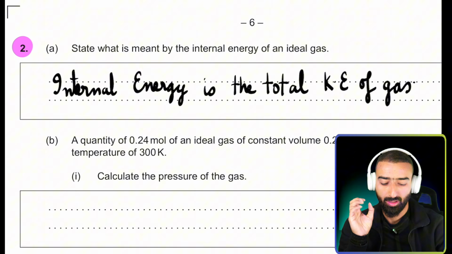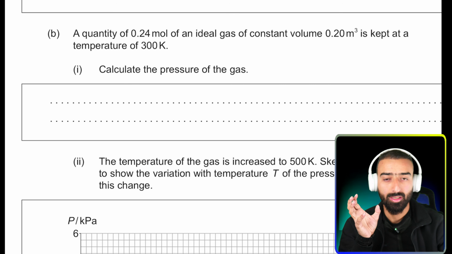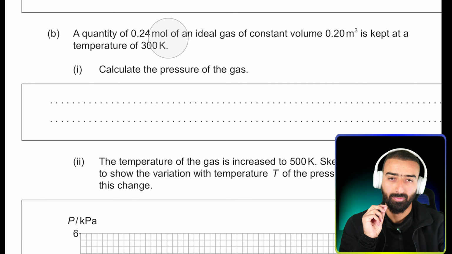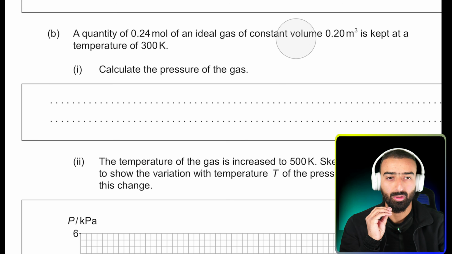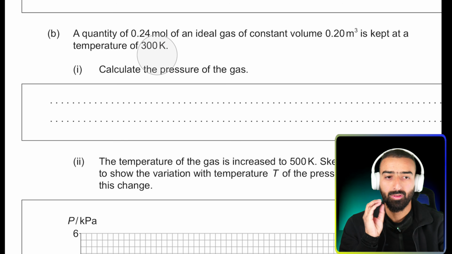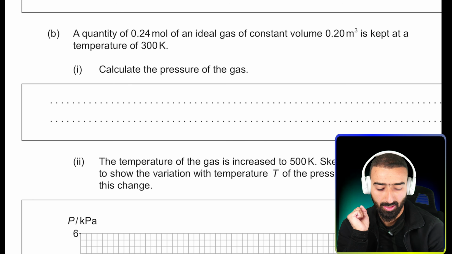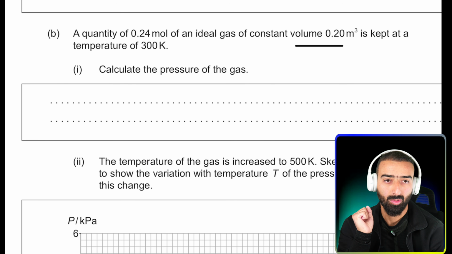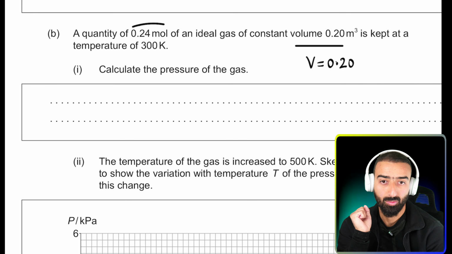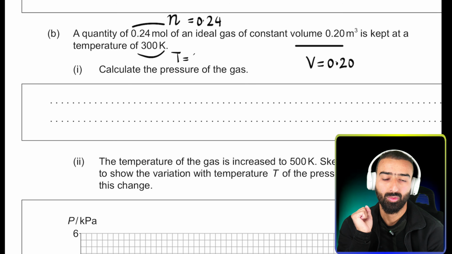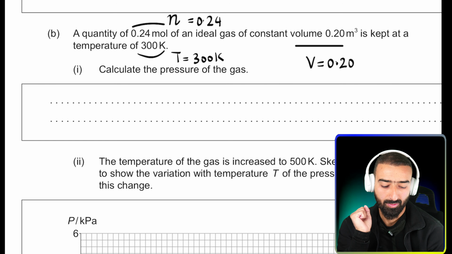Let's move on to the second part of the problem. A quantity of 0.24 moles of an ideal gas of constant volume 0.20 meter cubed is kept at a temperature of 300 Kelvin. Calculate the pressure of the gas. So what are we given here? We know the volume, V equals 0.20. We're given the number of moles, so that's n for us, n equals 0.24. The temperature is given to us. It is 300 Kelvin. And we are supposed to find the pressure.